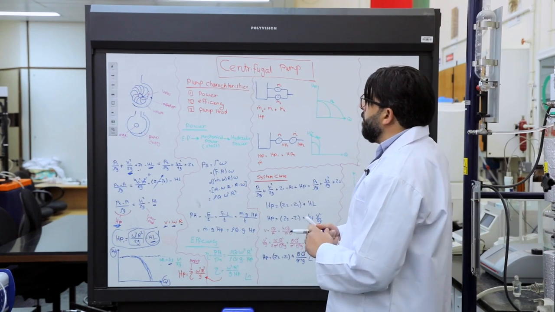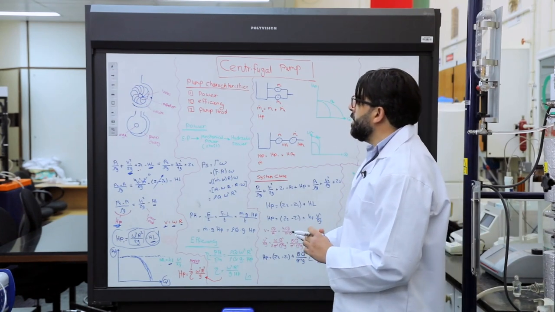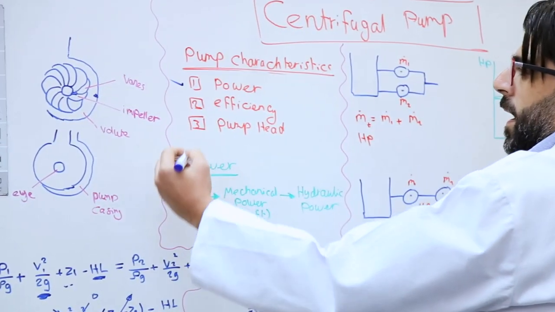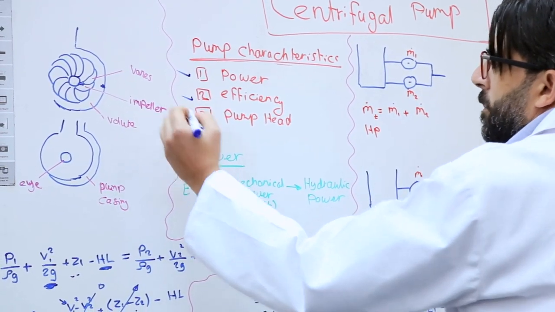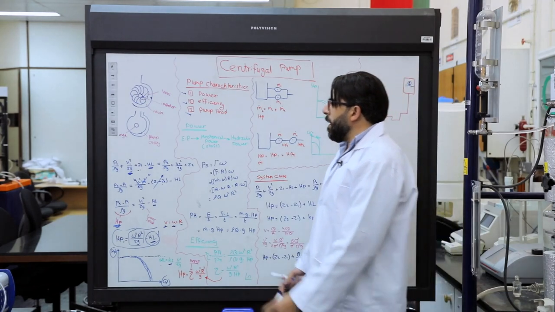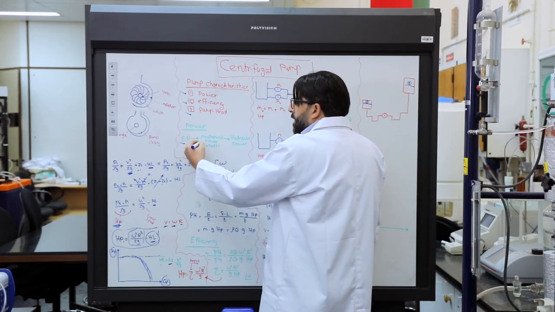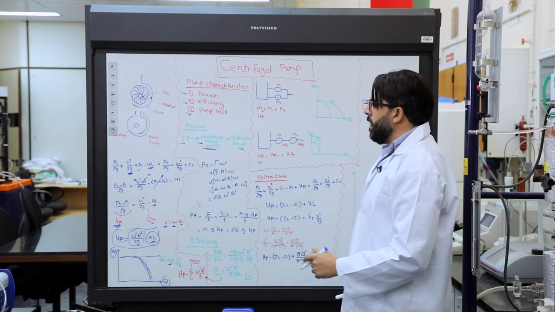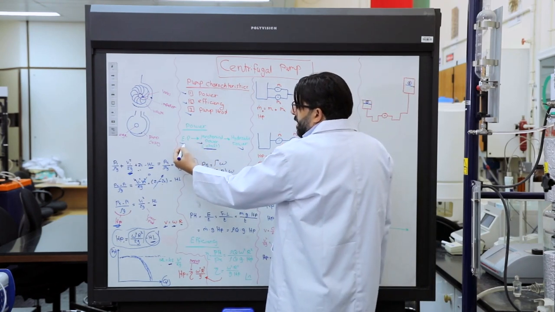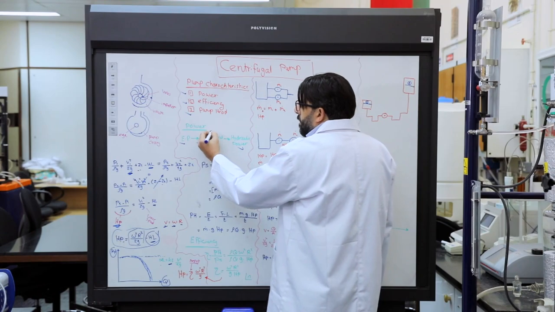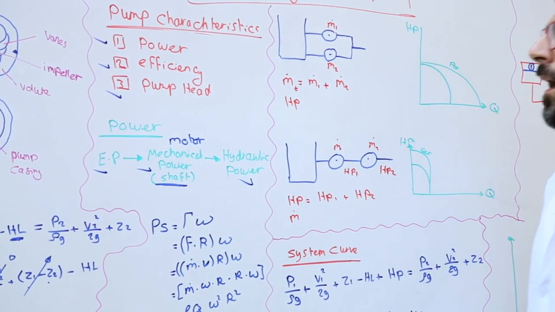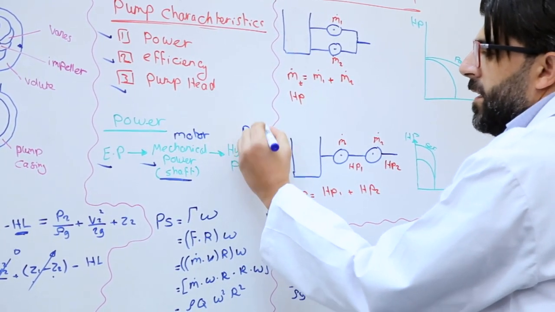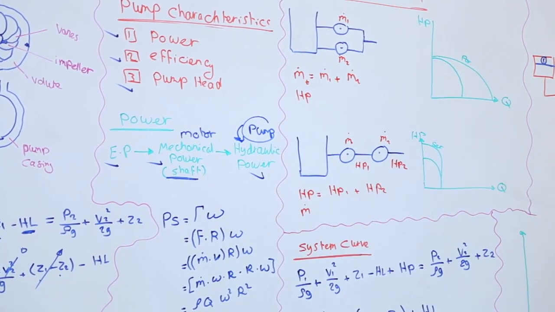So now for any pump, we have some characteristic parameters that determine the performance of the pump. We have power, we have efficiency, and we have pump head. So for power, we have electric power, and we have mechanical power, or what is known as shaft power, and we have hydraulic power. So electric power is needed by the mechanical power or by the motor to rotate, and this motor will rotate the pump, and this pump makes hydraulic power for the fluid.